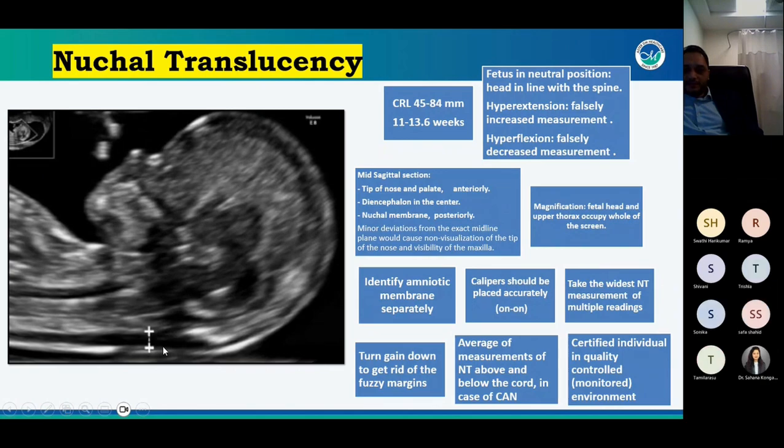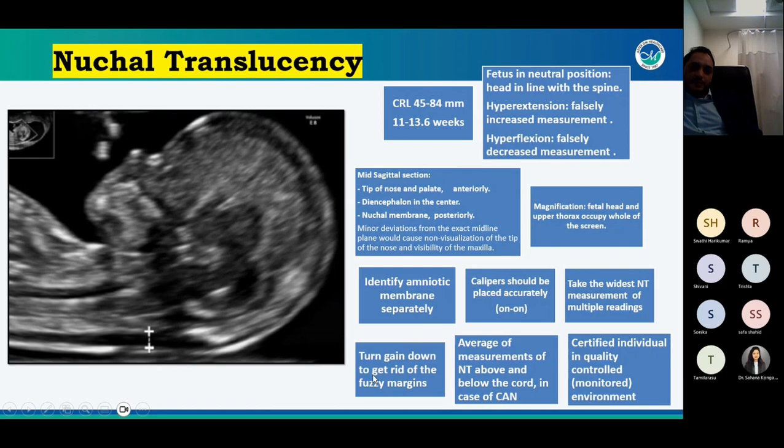And then the next prerequisite: the widest NT measurement should be taken. That is, you can take multiple readings if you have doubt about which is the widest part here, and whichever gives the maximum reading should be taken. That is the widest part of the nuchal translucency. For example, here it is narrow, here it is narrow. This should not be measured. The widest part should be measured.